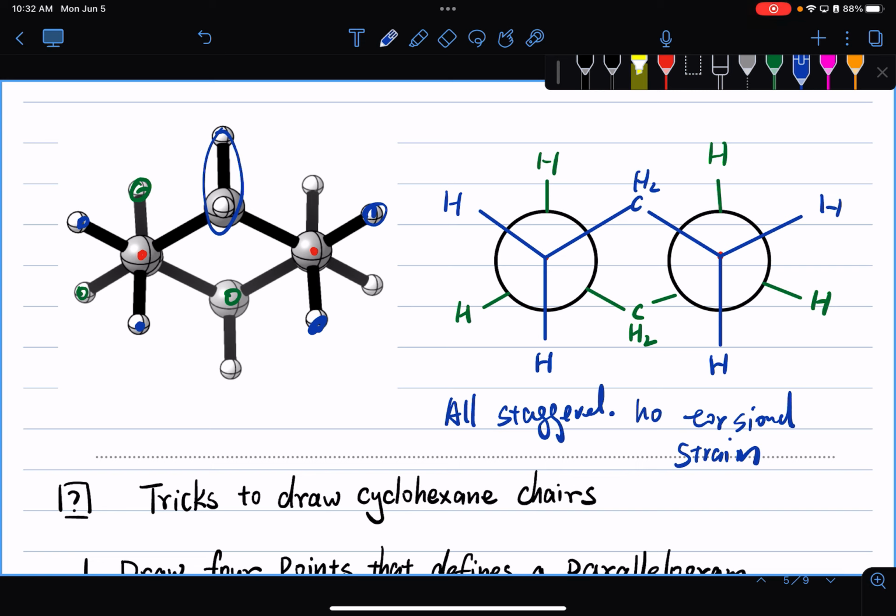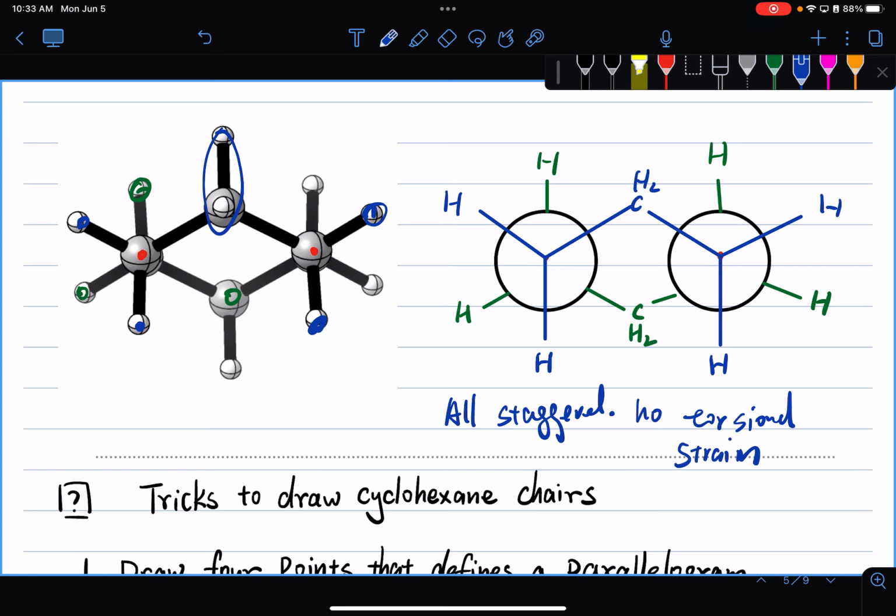So what I expect you to know, first of all, definitely know how to draw a chair conformation. Know why the chair conformation doesn't have any strain in it. And secondly, if I give you a different conformation of cyclohexane, can you derive, for example, a boat conformation, and why this one is unstable? If we look at the eclipsing or the torsional strain in the boat conformation, we can see all groups are eclipsing on top of each other, which explains why the boat conformation is not stable.